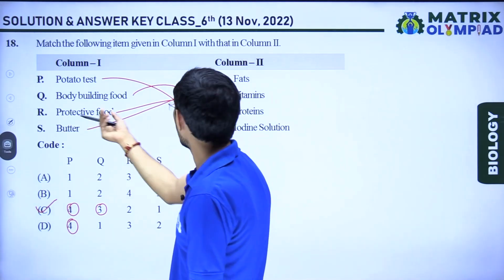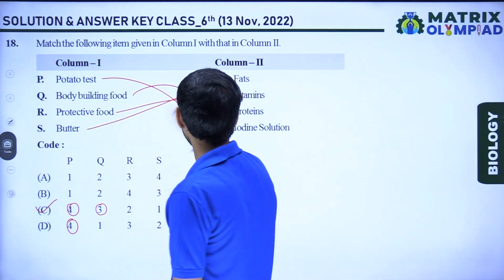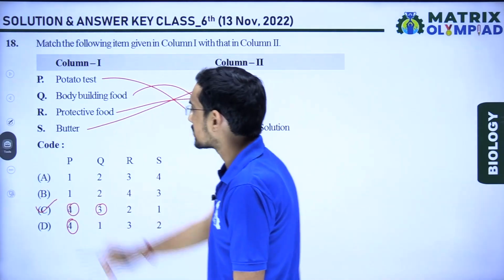And now move to the protective food. It is vitamins, and butter is a fat. So the correct answer will be option C.